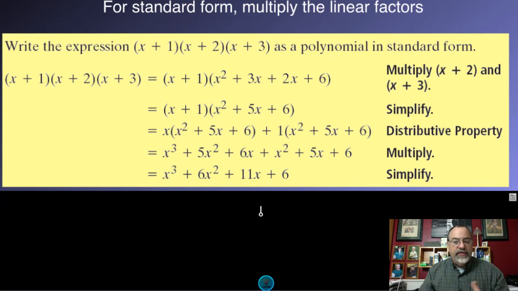As a way of review, the main things we want to get out of this lesson then is understanding that these are called linear factors and why, and then how we put a polynomial in standard form given the linear factors. We simply multiply these linear factors together, and we do that using the distributive property.